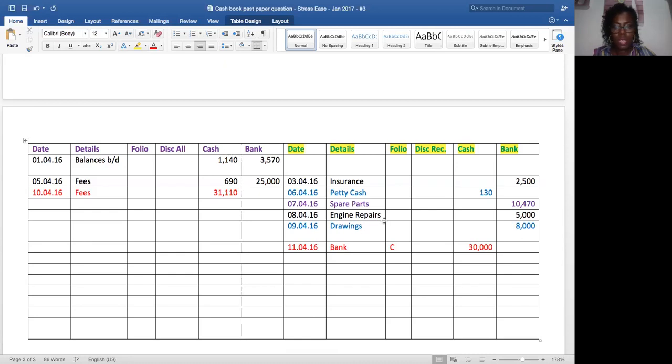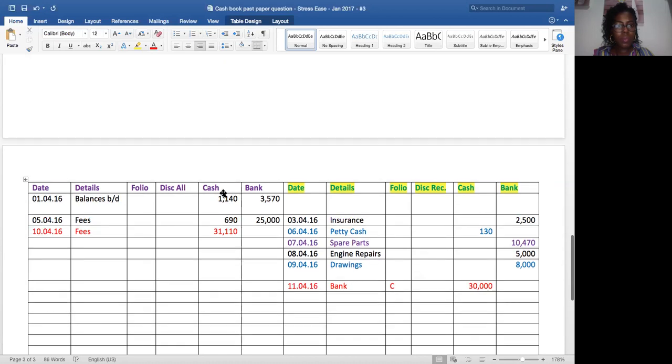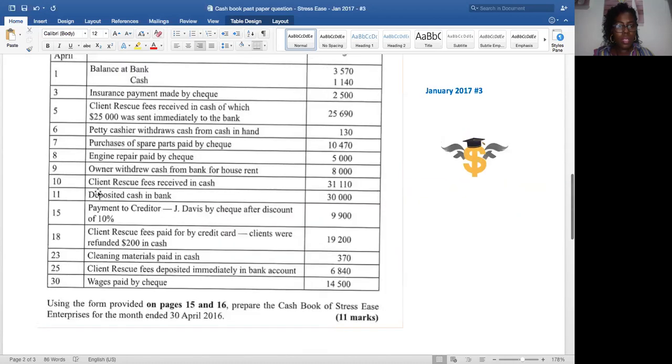Sorry. So that transaction actually should be, oh, I skipped something. 11. So we receive, oh, I did skip something. I skipped the transaction on the 11th. All right. So it says here, deposited cash in bank. 30,000 was deposited in the bank. So apparently from the 31,000 we received, the day after, we're now going to deposit that 30,000.